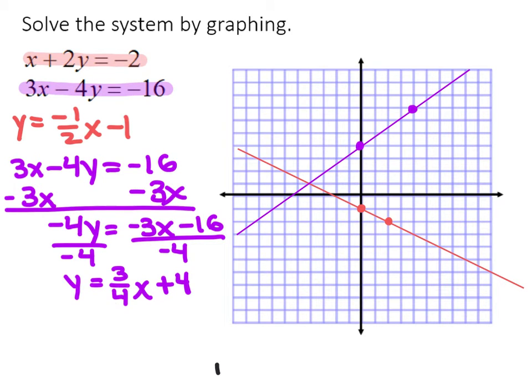Now the solution of the system is the intersection of the two lines. So the solution is negative 4 comma 1.